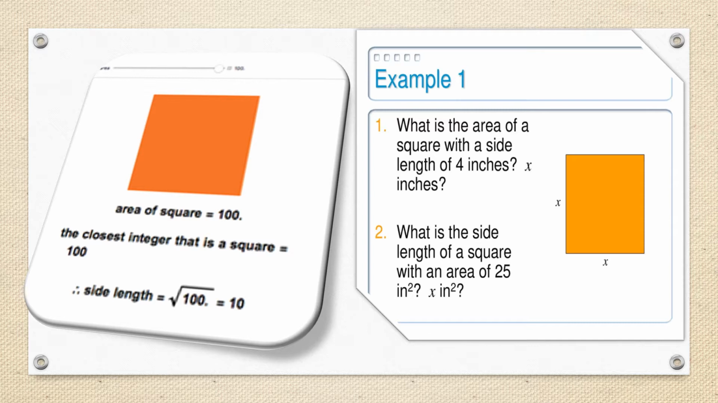Our next sum actually includes this formula. Now two examples I have given. What is the area of a square with a side length of 4 inches and x inches? Obviously 4 inches means the area will be doubled. That means 4 fours are 16, 4 square. 4 fours are 16 inches square. And for the next square, it will be x square inches.